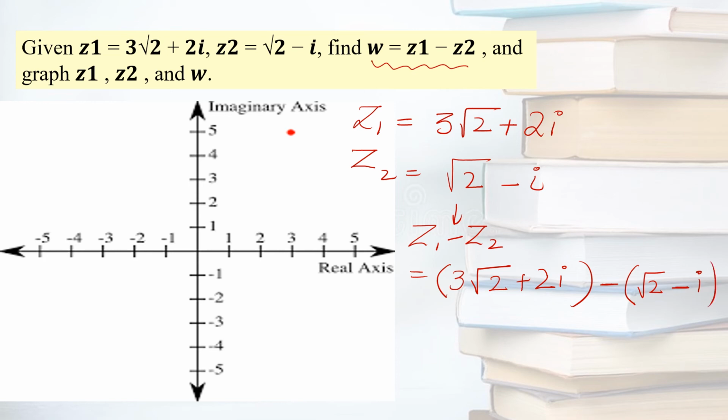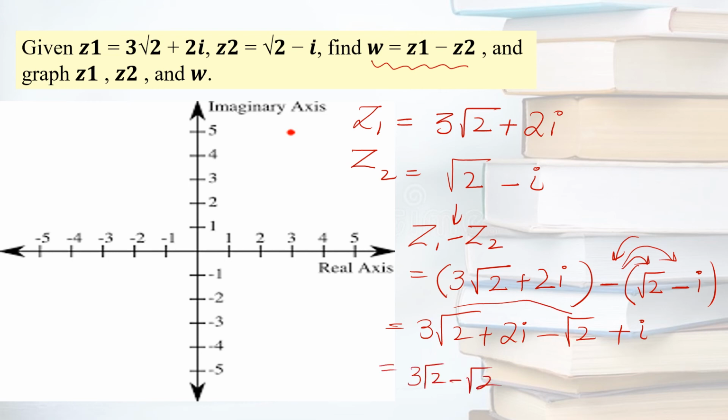i. After that, first of all, since before the bracket the negative sign is there, open it with the help of the distributive property. So the first bracket stays as it is. And now distribute the minus with the other numbers. So minus square root 2. Minus minus positive i. Now add the real number with the real number. So 3 square root 2 minus square root 2. And the imaginary number 2i plus i. It will give you 3i.